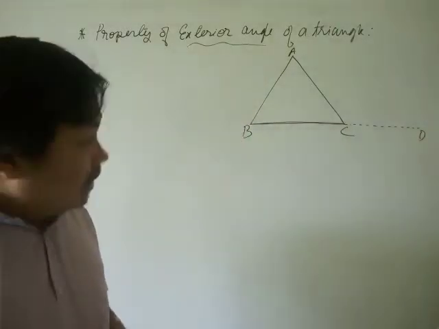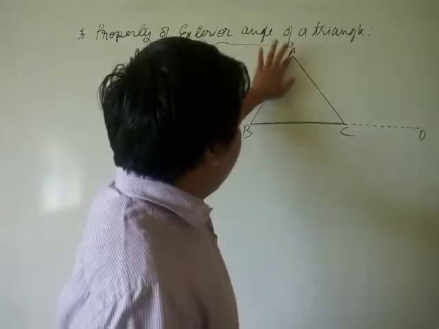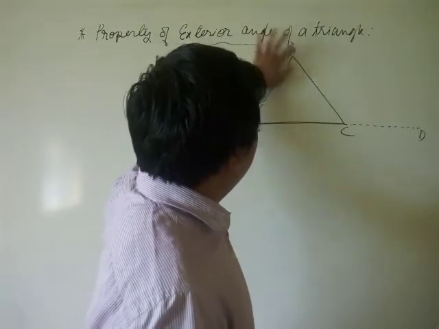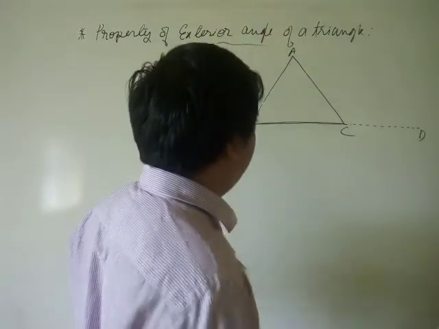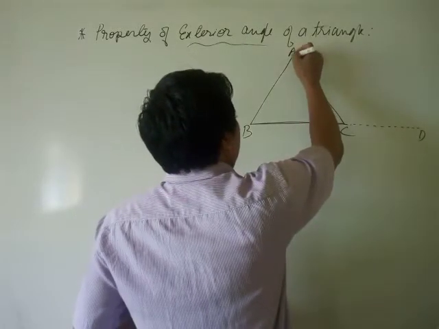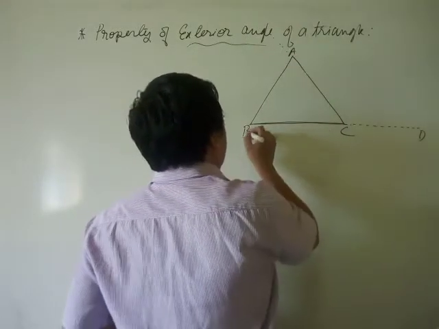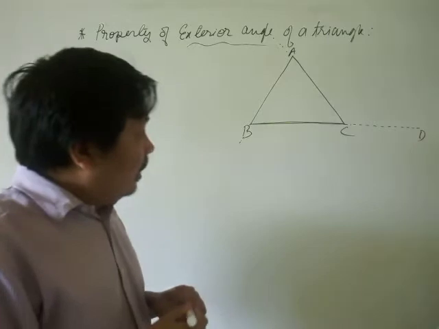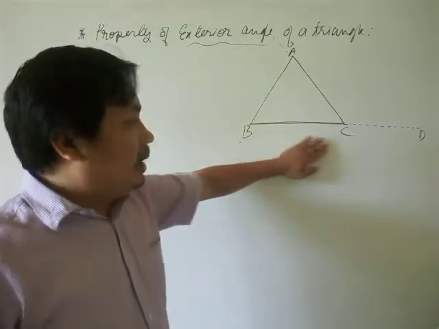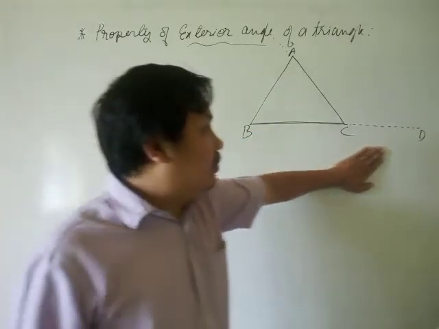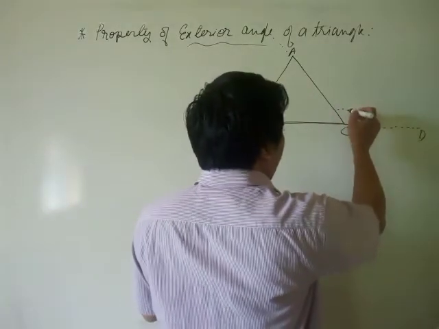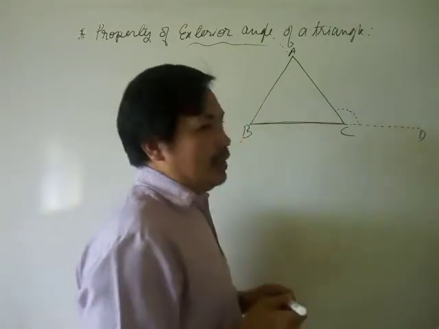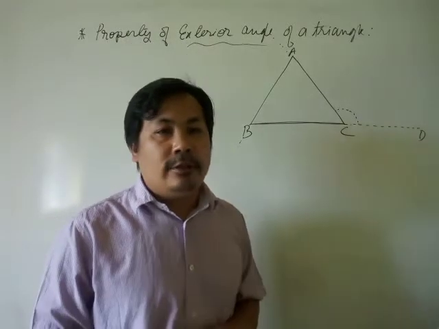In the same manner, CA can also be extended, and AB can also be extended, like this. But let us think that the side BC is extended up to D, and then we will get one angle here. This angle is called the exterior angle of the triangle.